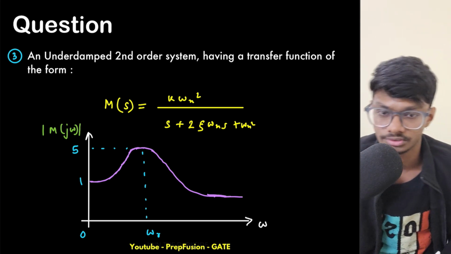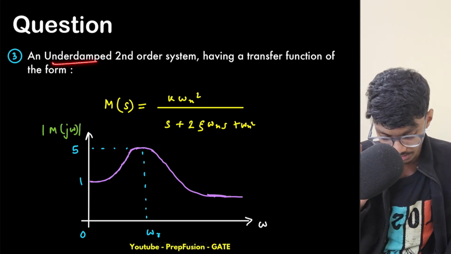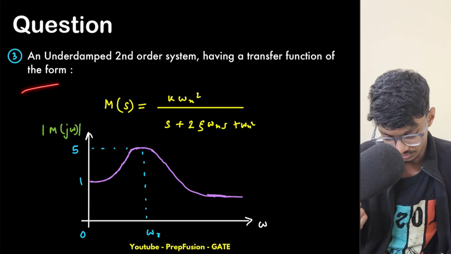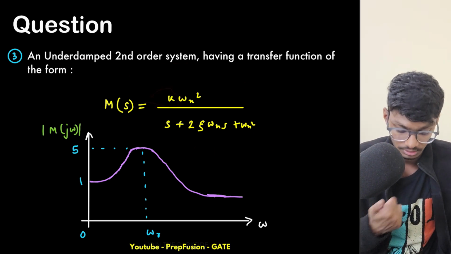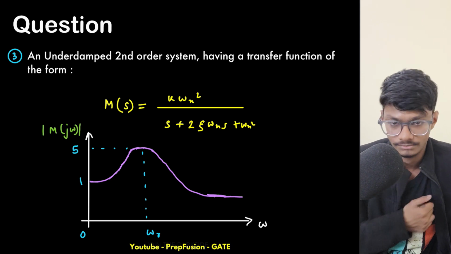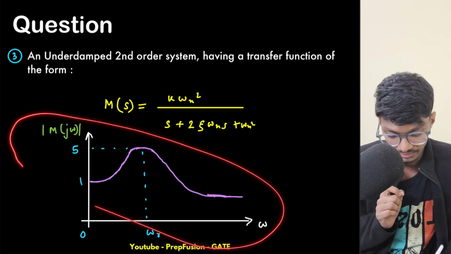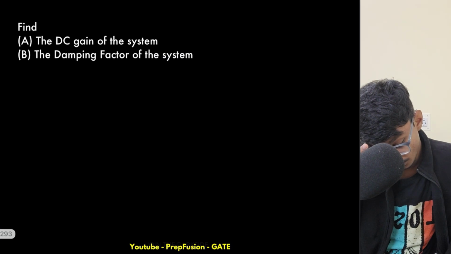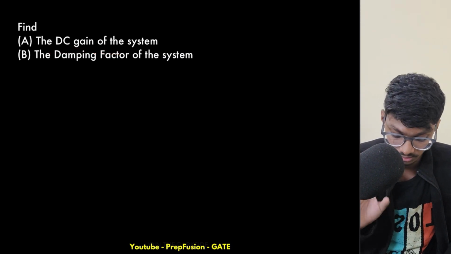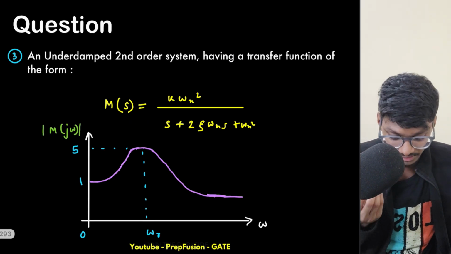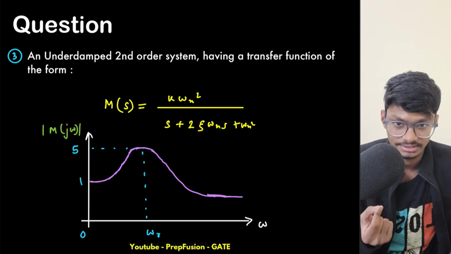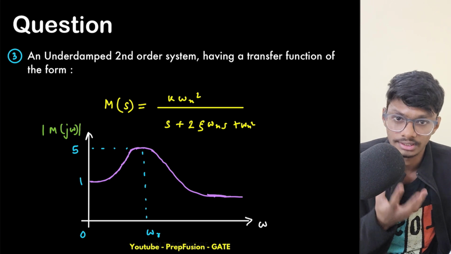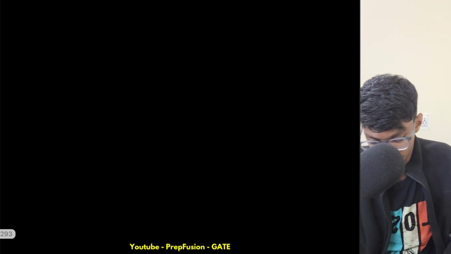In the third question, what they have asked is that an underdamped second order system has a transfer function of the standard form, just the DC gain is k, not 1, and the plot is given. We have to find the DC gain of the system and the damping factor of the system. Very simple. DC gain you can understand from here itself. The graph they have given, it is 1. DC gain is 1. DC gain means the gain at 0 frequency. So DC gain is 1 from the plot.